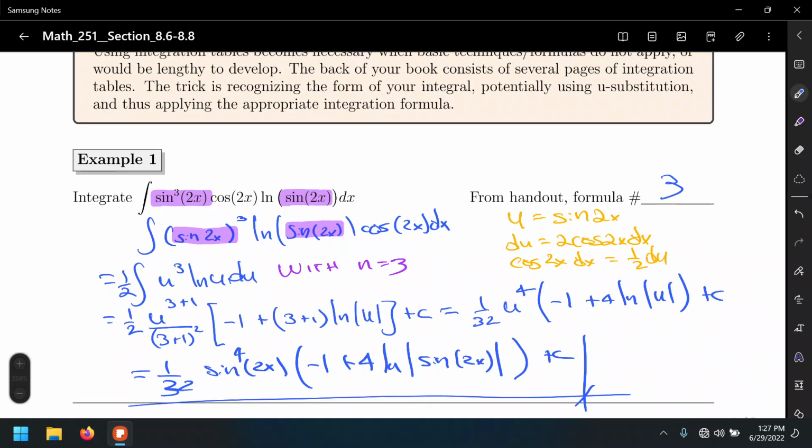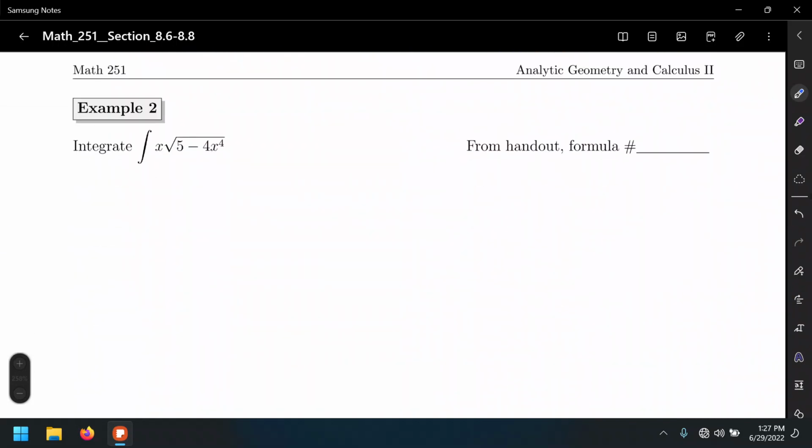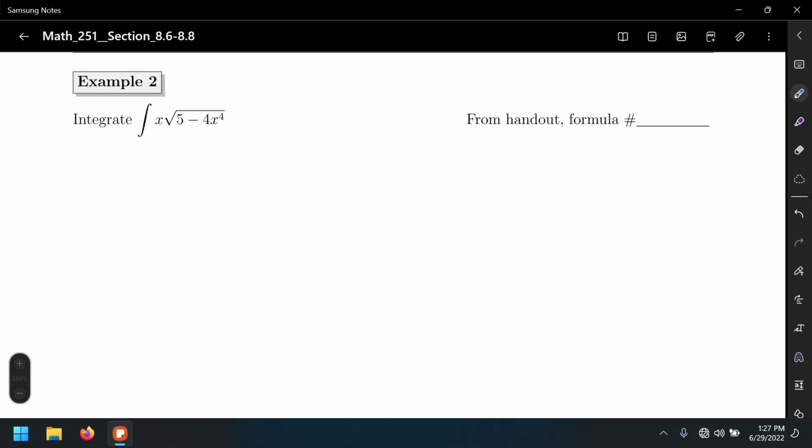Let's have a look at the next example. Okay, integrate x times the square root of 5 minus 4x squared. Well, if we had a cubed over here, we could have used u substitution directly. I mean, just set up the u du part and then we would be fine. Alright, but it's not the case, so we may need to look for another formula.